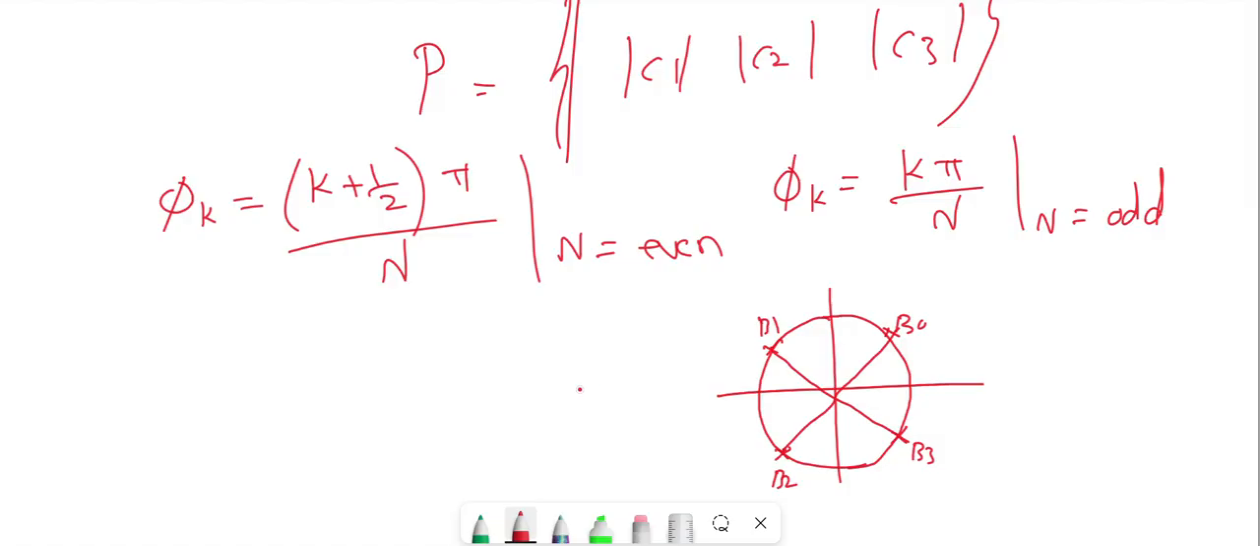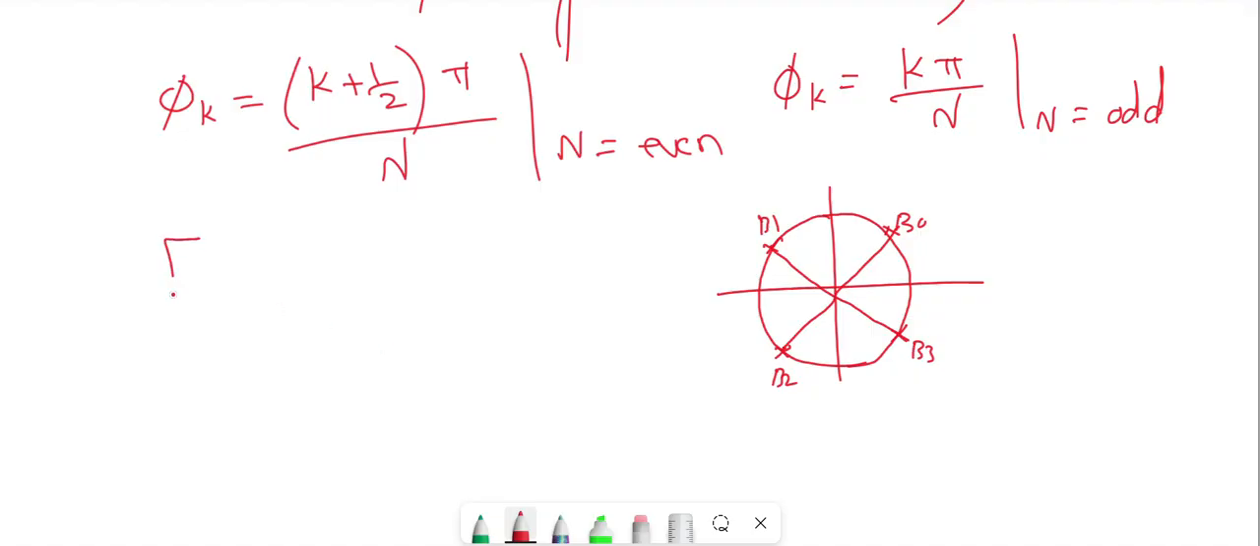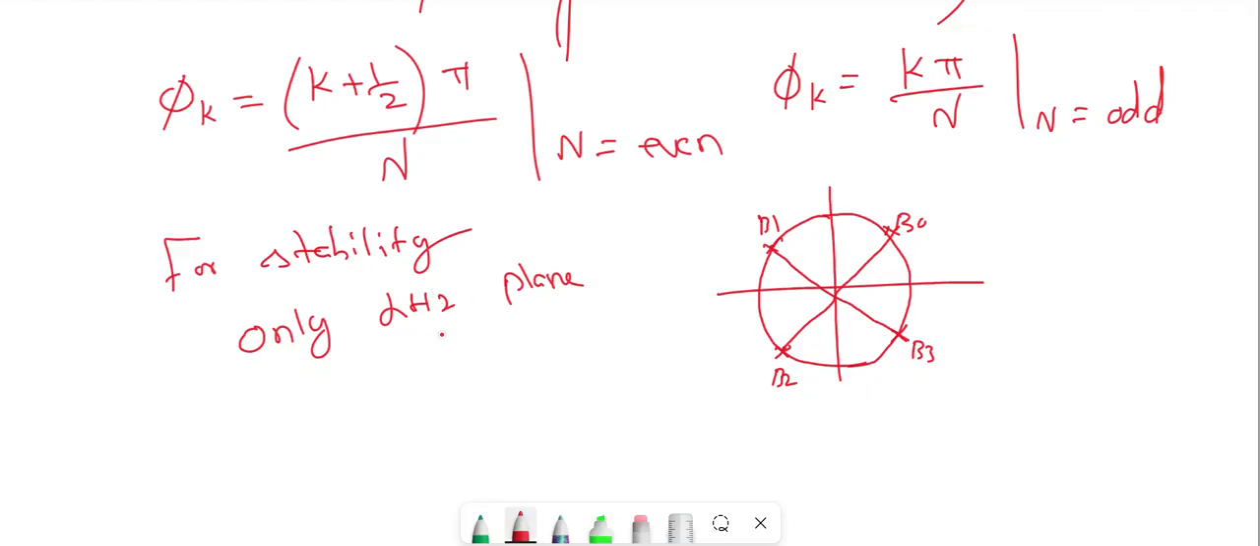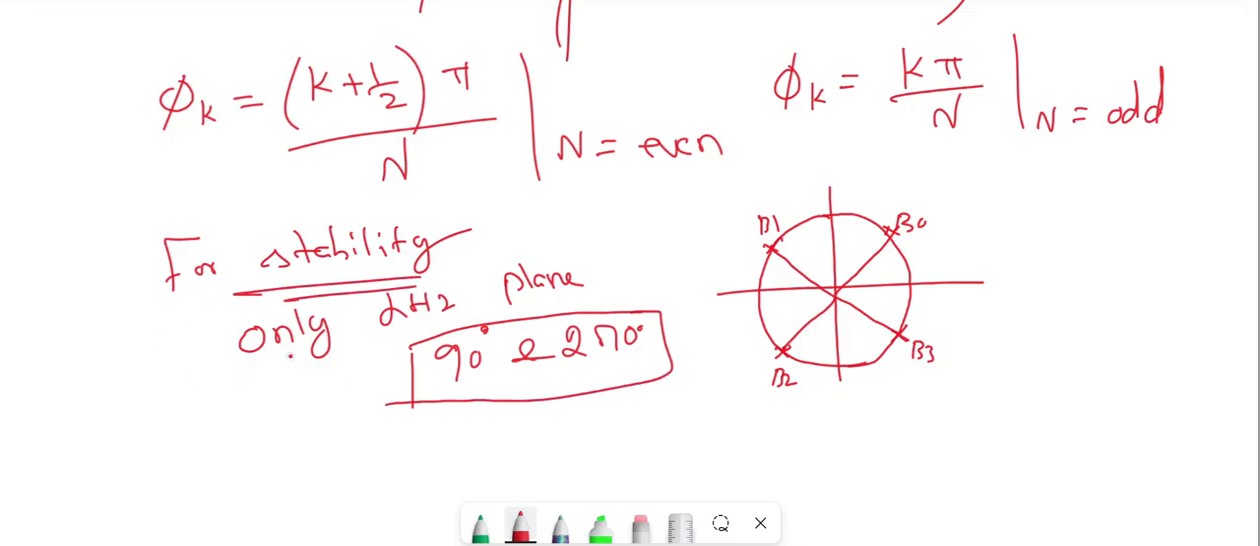But for stability, we consider only the left-hand side of the S plane, that is between 90 degrees and 270 degrees.